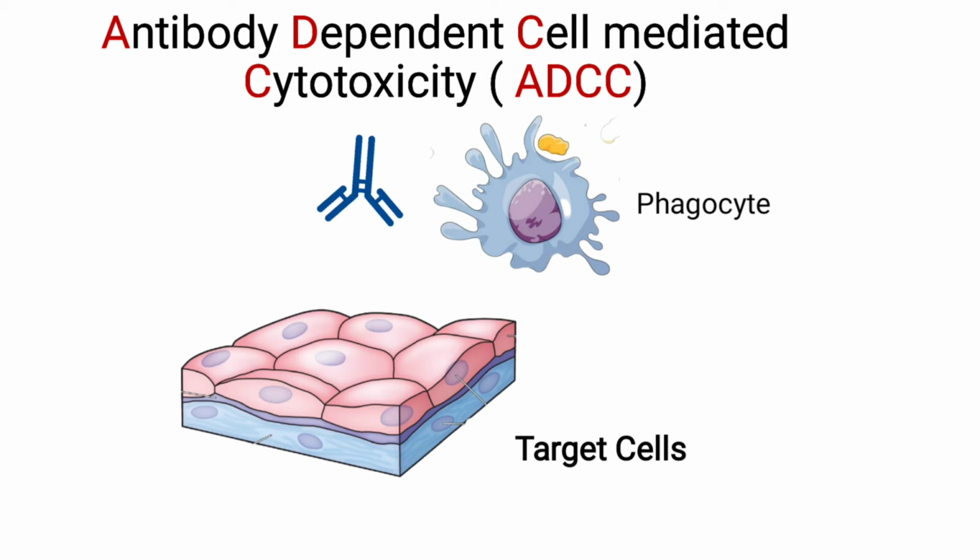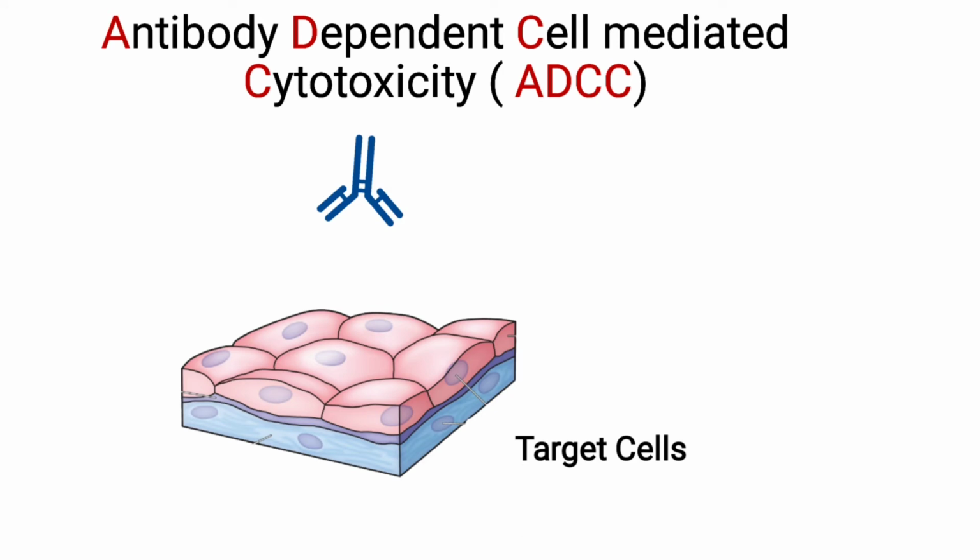But in the case of cells in the tissue, they are connected to one another, so the phagocytic cells cannot engulf those particular target cells. So the antibody-dependent cell-mediated cytotoxic reactions happen to destroy the affected target cells. Let's take a closer look at what is happening in these cytotoxic reactions.